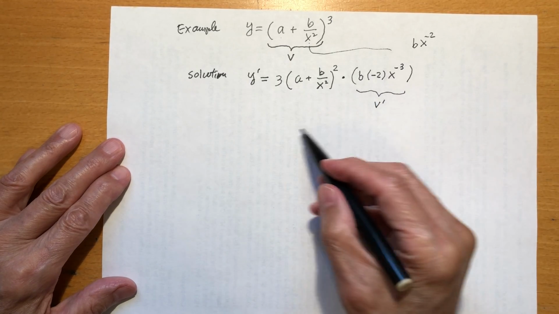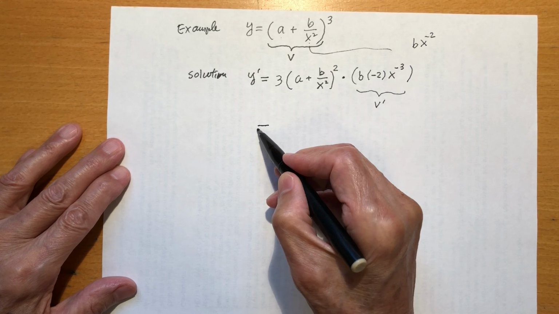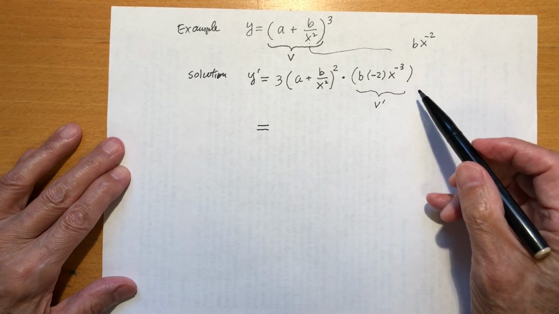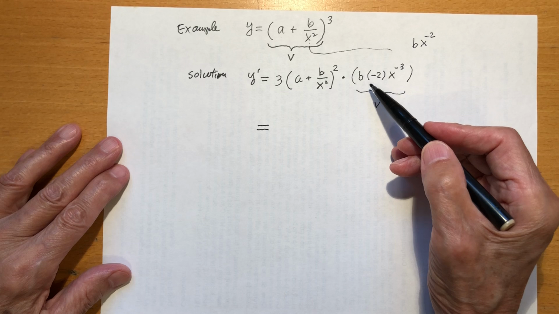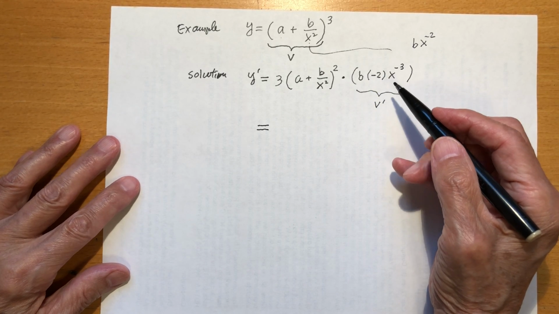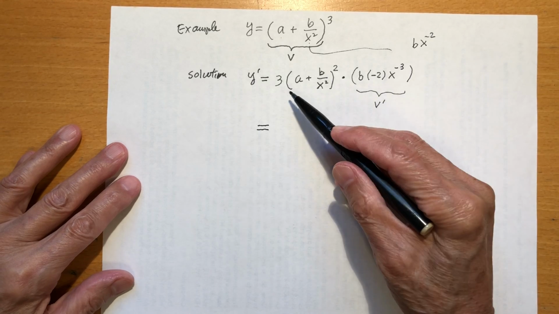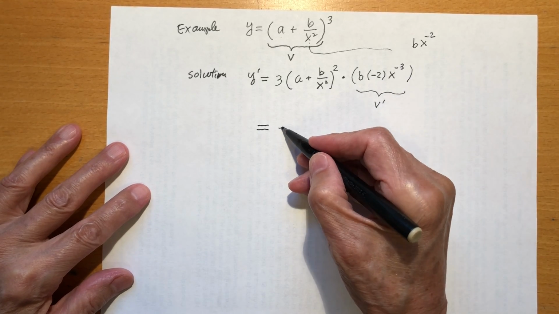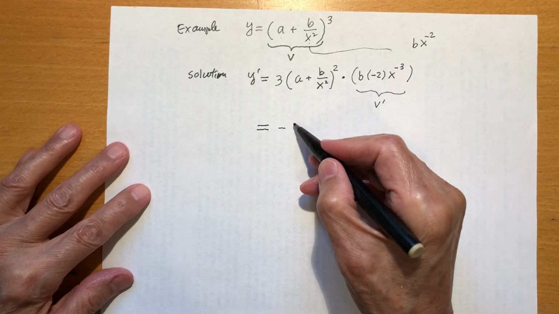Now I rewrite it and simplify the result. Let's see now. I have a negative sign here, and 2 times 3 is 6. So I have negative 6.